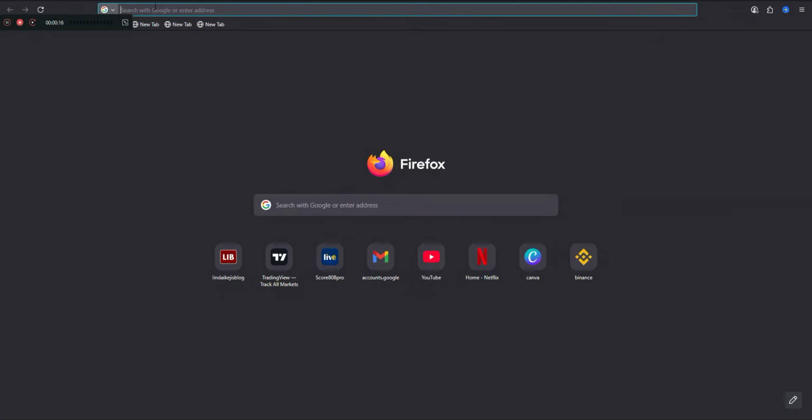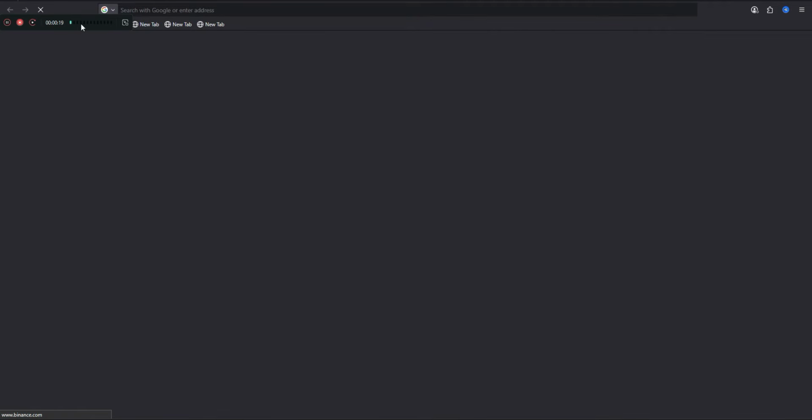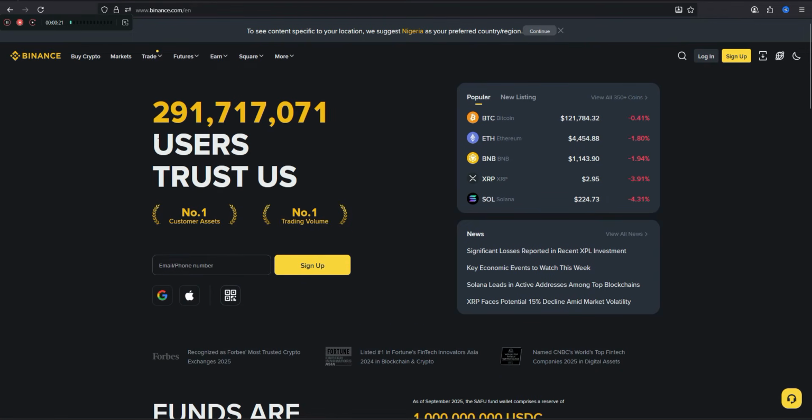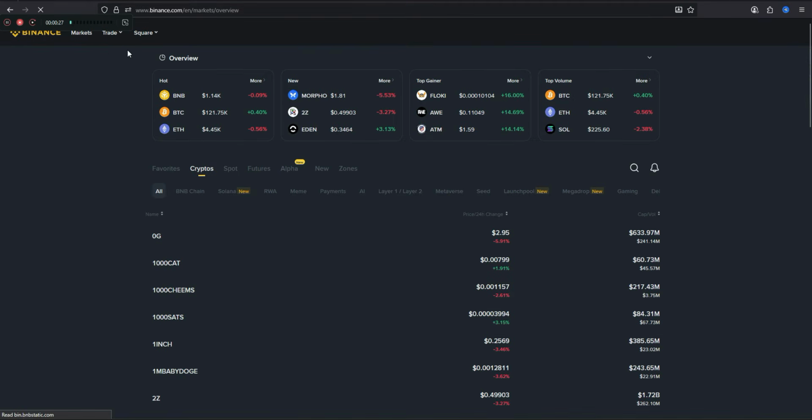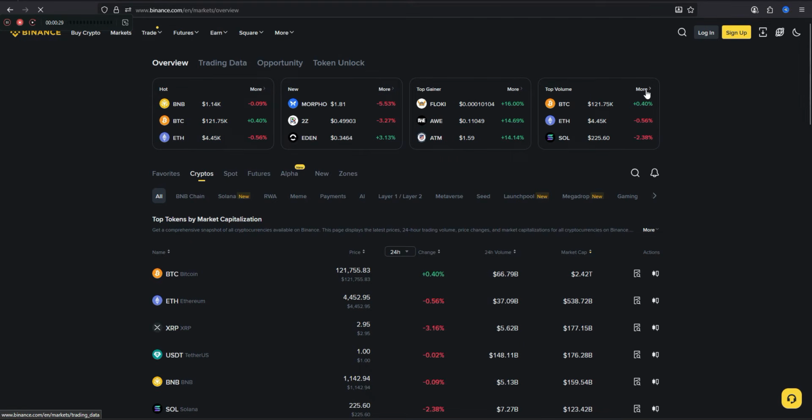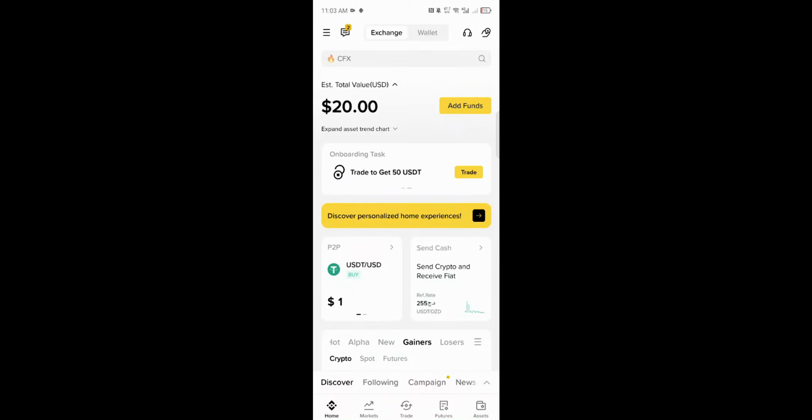So first thing you have to do is to head to Binance and then go to the section of the top gainers on your home page. Just click on this market here. It will take you to the market section of Binance and then click this to expand the top volume. If you are doing your analysis with your phone, all you need to do is scroll down.